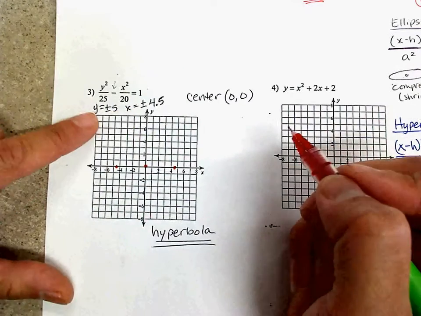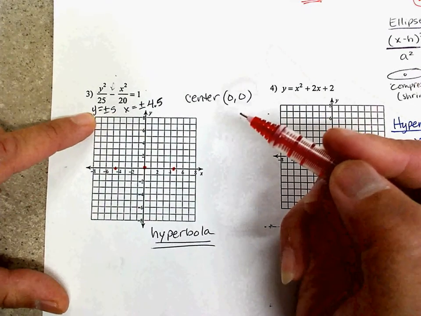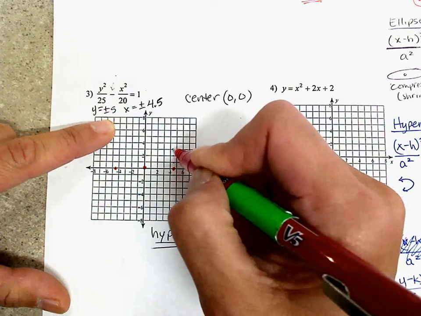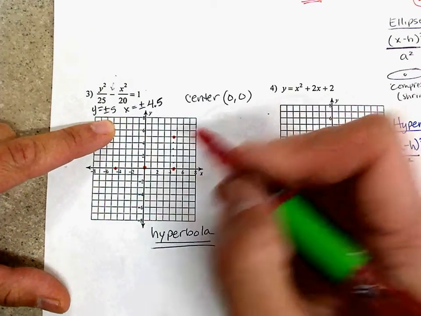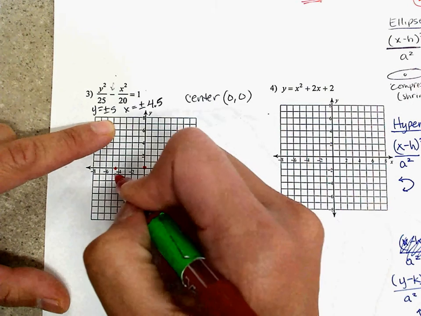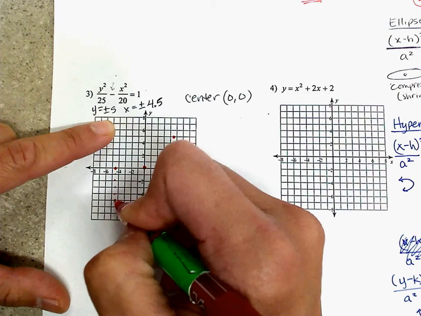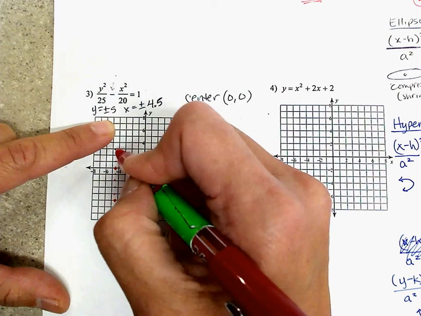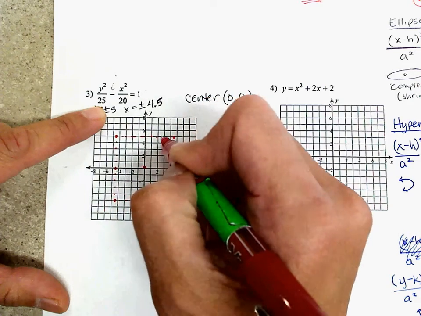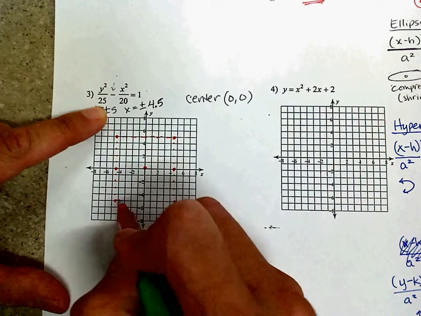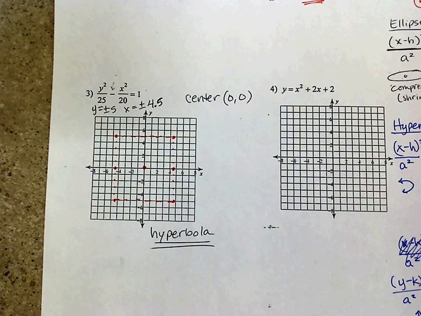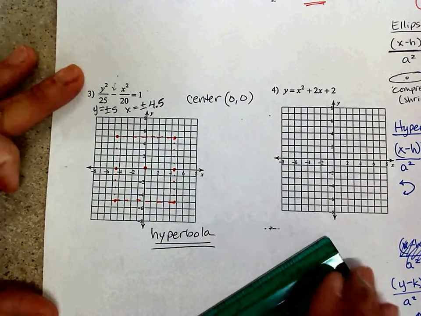And your y is 5, so I'm going to go up 5: 1, 2, 3, 4, 5. Same in each direction. So I'm going to form my rectangle, the fundamental rectangle. And from there, I'm going to draw my asymptotes.